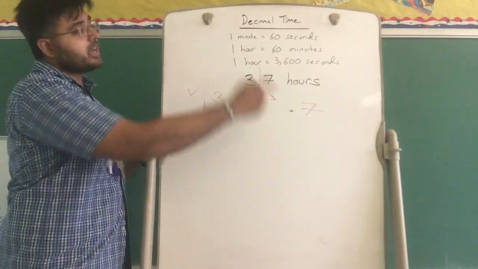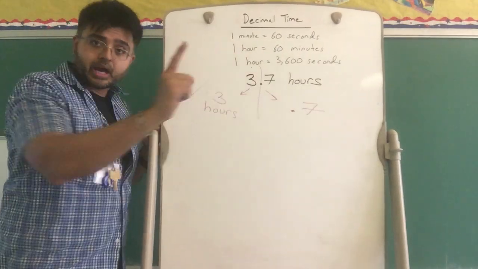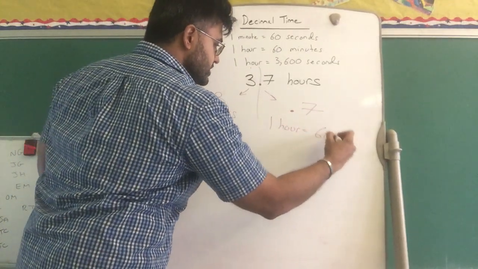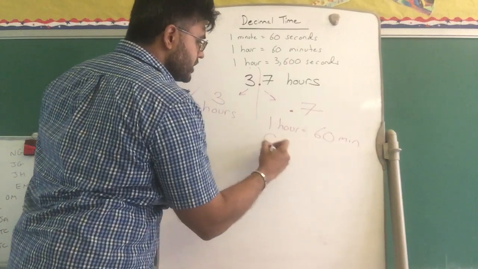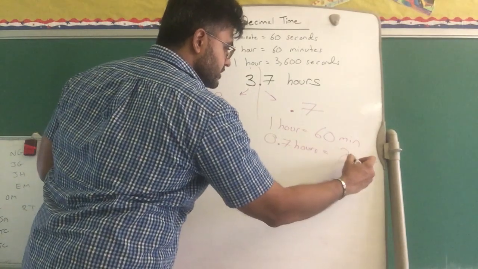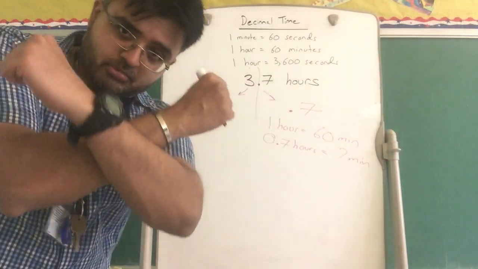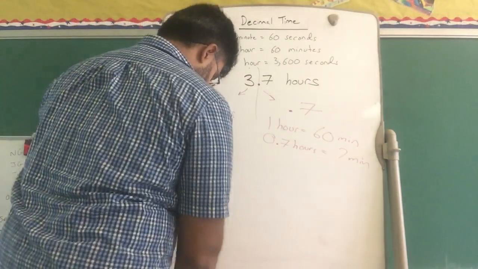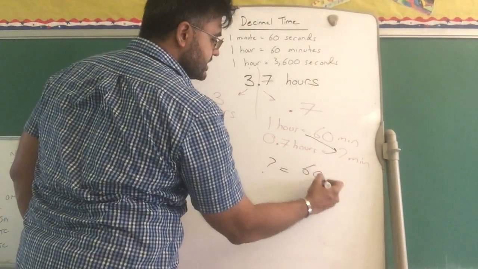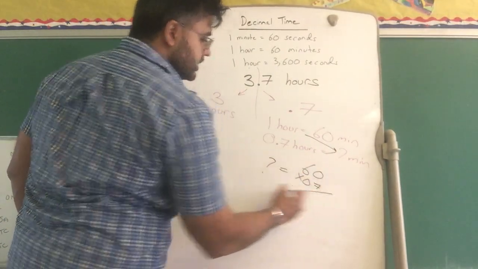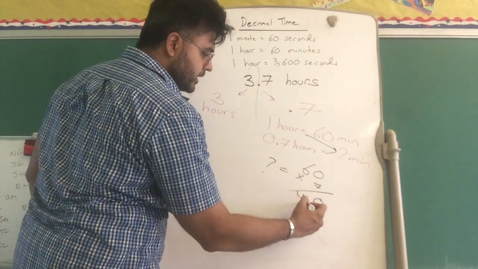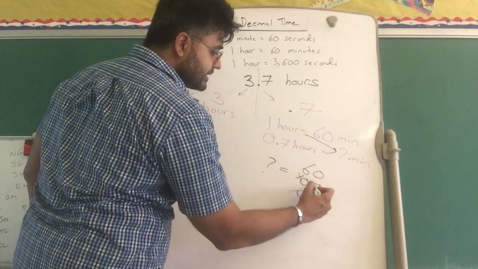How do we do it? Again, we use this information right over here. I know that 1 hour is equal to 60 minutes. I need to figure out what 0.7 hours is in minutes. What technique should we use? Cross multiply. Let's do it. 1 times question mark, question mark. 60 times 0.7. Step 1, get rid of the decimal point. Step 2, multiply. Step 3, bring back the decimal point.